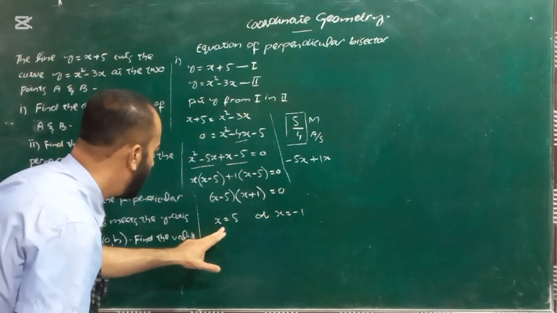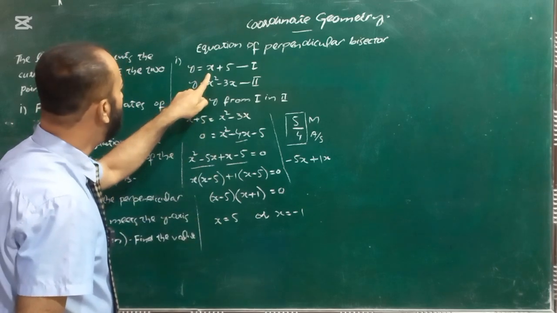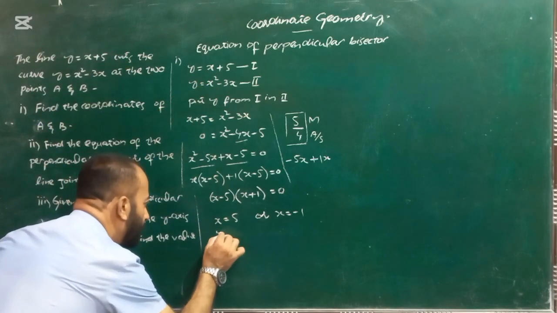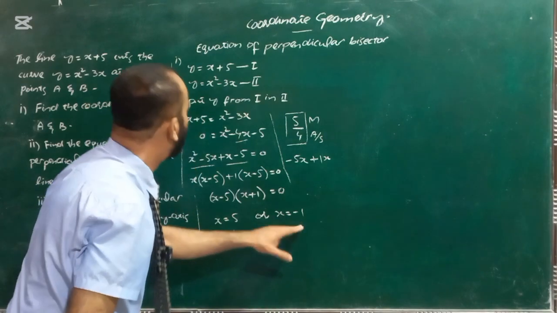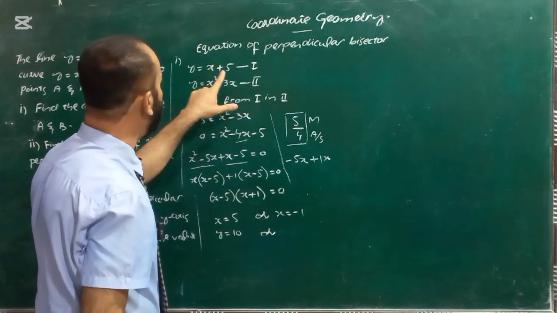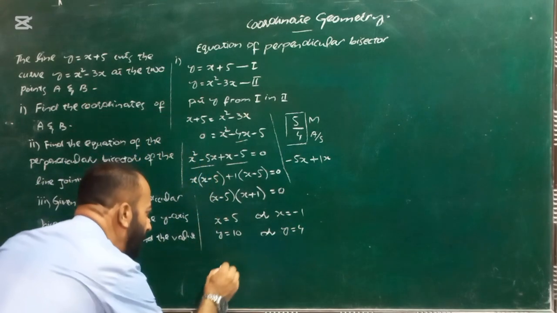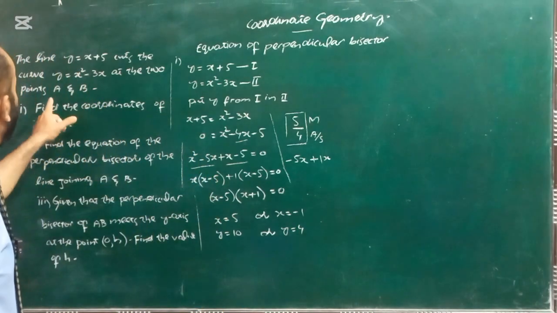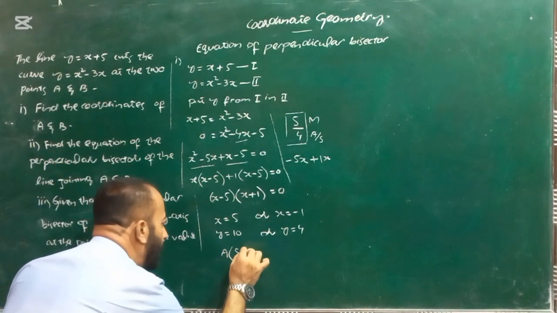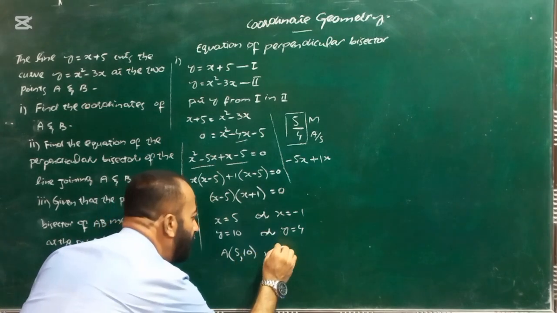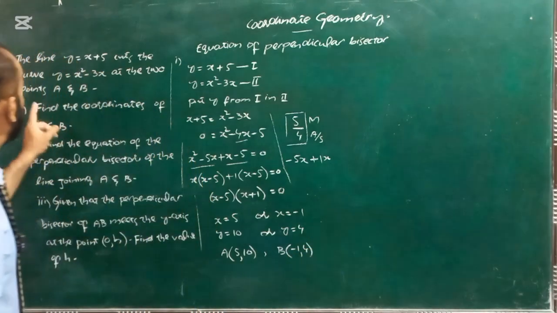So when x is equal to 5, put this value into equation number 1. So 5 will be put here, so y will be 10. And when x is equal to minus 1, put minus 1 here, so y will be equal to 4. So actually these are the points. Call one point A and the second point B. So A will be 5 and 10 and the second point B will be minus 1 and 4. So the first part is done.